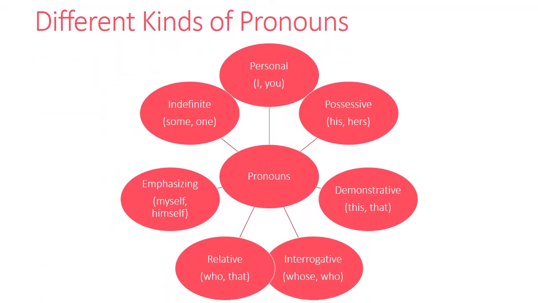Now, in this chapter, we'll be studying different kinds of pronouns. Let's have a look at which are they. First is personal pronouns, which are very common. I, you, he, she. Then possessive pronouns. His, hers, the pronouns which show possession. Demonstrative pronouns, the pronouns which are used to point towards something. This, that, these, those. Interrogative pronouns. Interrogative means to ask question. Whose, who, which, when, why.